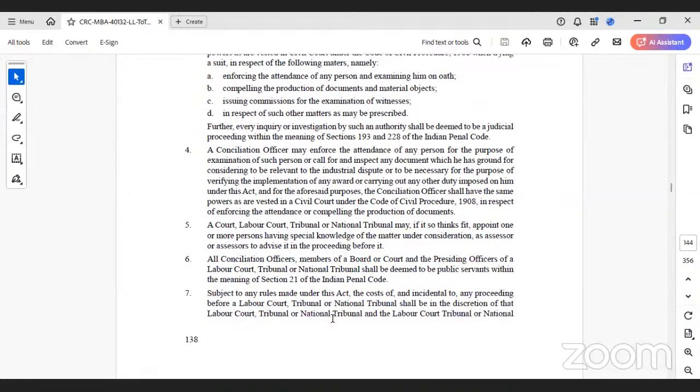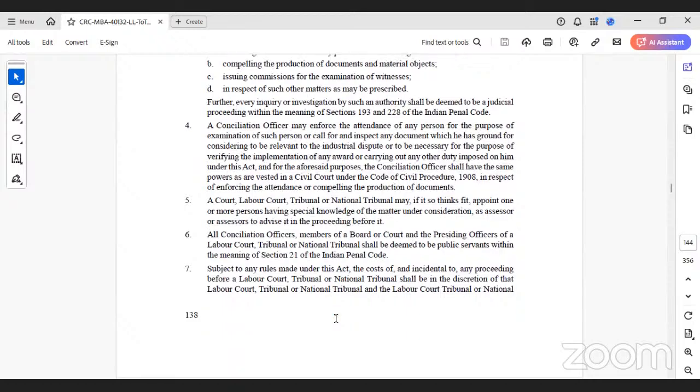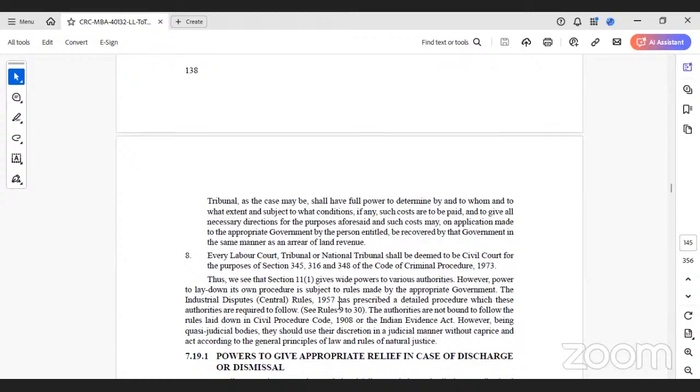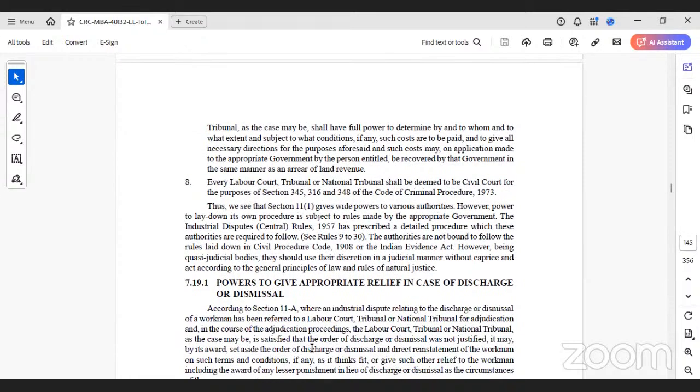And once they go through all the details subject to the rules which have been made, based on that, they try to examine the material facts and truths and try to pass on their verdict. And powers to give appropriate relief in the case of discharge or dismissal.